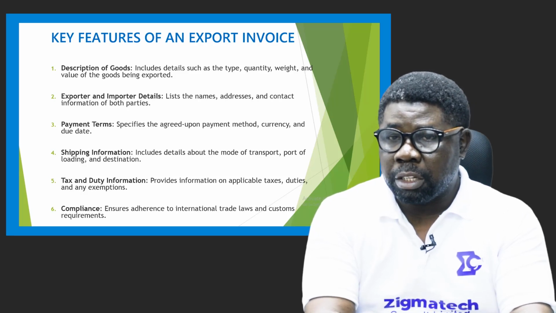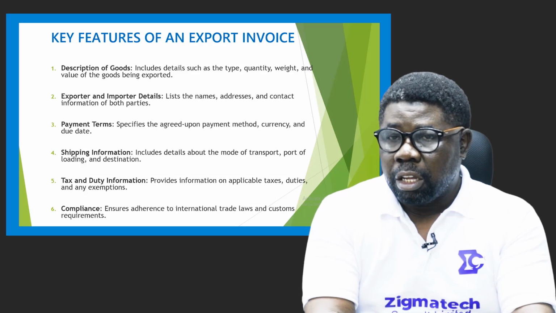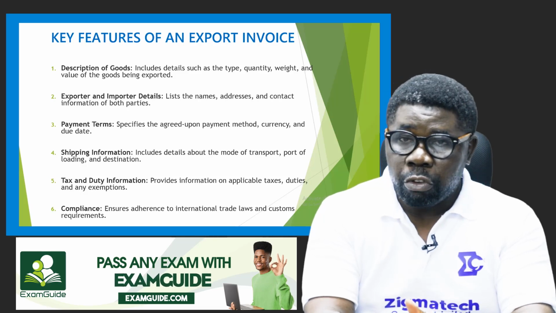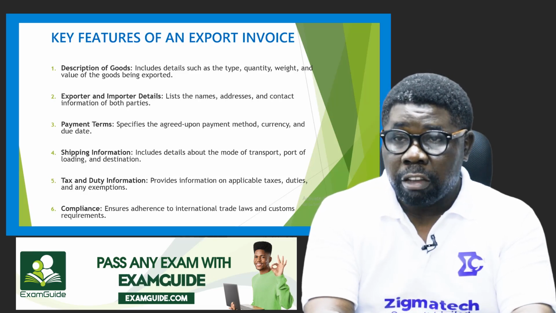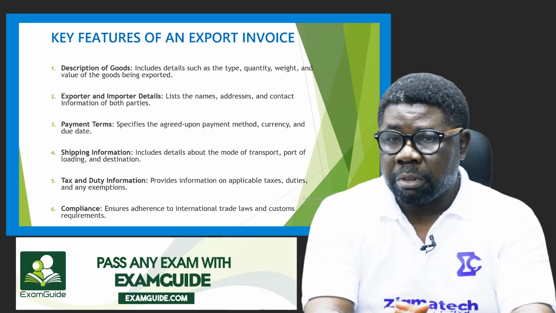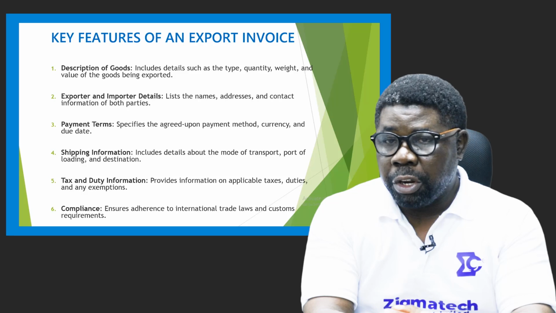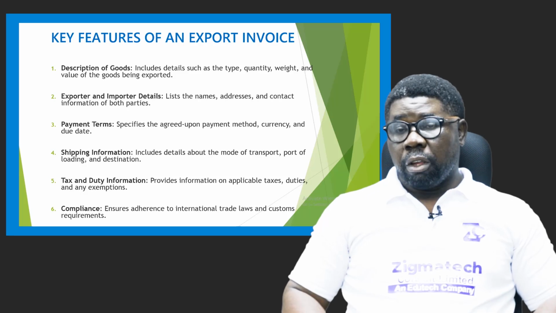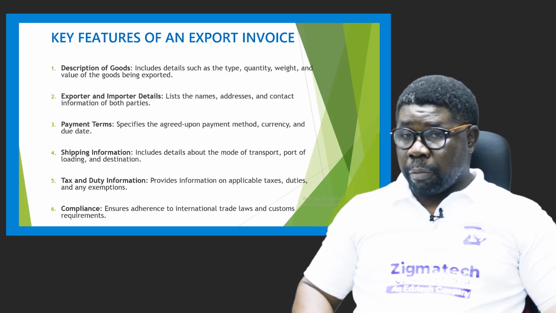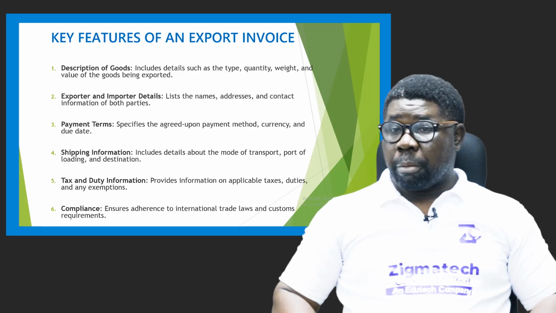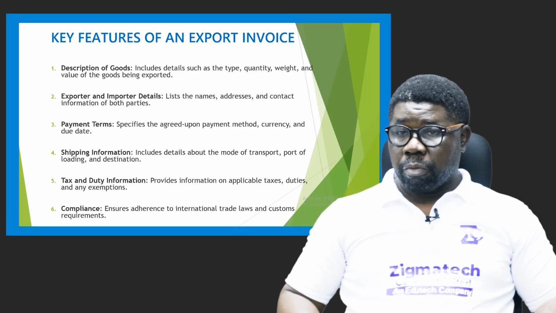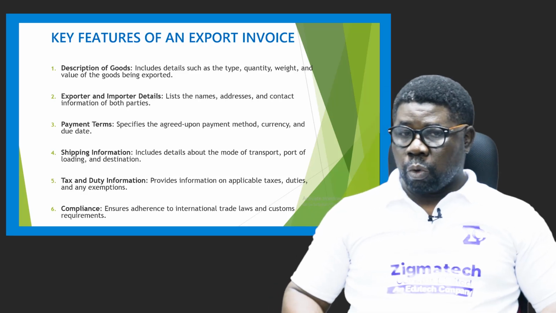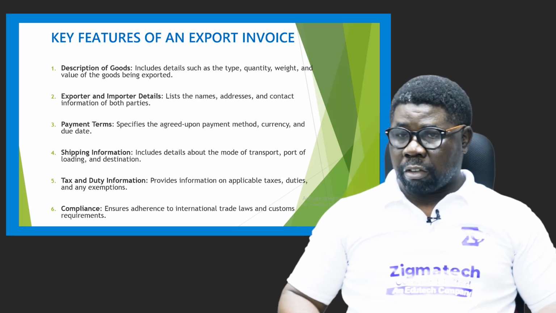Then exporter and importer details. It has a list of the names of the exporter and importer, and the addresses and the contact information of both parties are also listed in the export invoice. Then payment terms, specifying the agreed upon payment method, currency, or due date. So is it by transfer? Is it by credit transfer? Is it by bill of exchange, or whichever method is applicable? All right? You will know, it will be stated in the export invoice. Okay, that's already explained.